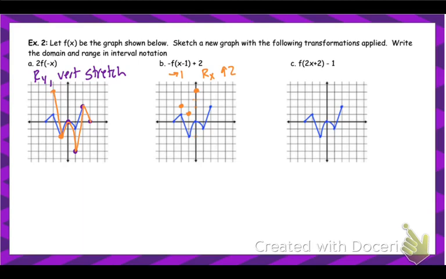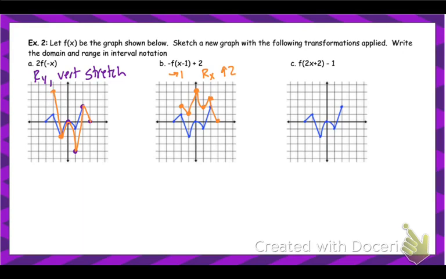Let me erase all those others that are in the way. This one's a hard one to show on video. Sorry, guys. All right, take my 0, 0 point. Right 1, reflect it over the x, up 2. Take this point. Right 1, reflect it over the x, up 2. Last point, right 1, reflect it over the x, up 2. And there's my graph.